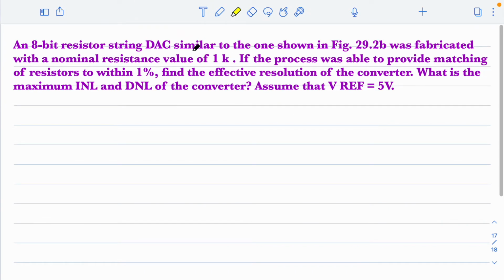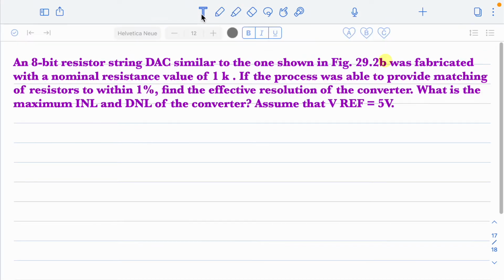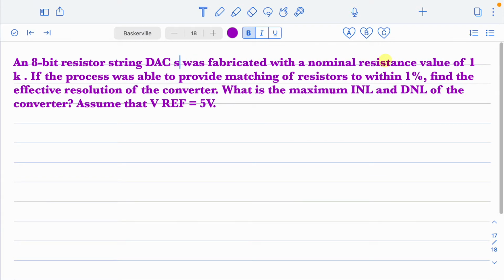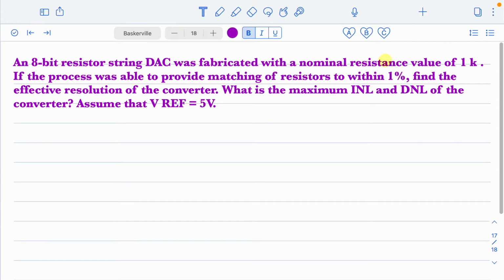The question is an 8-bit resistor string DAC. I've taken this question from a book. So the figure is nothing but the resistor string DAC, the same resistor string DAC with the binary switch array, right?